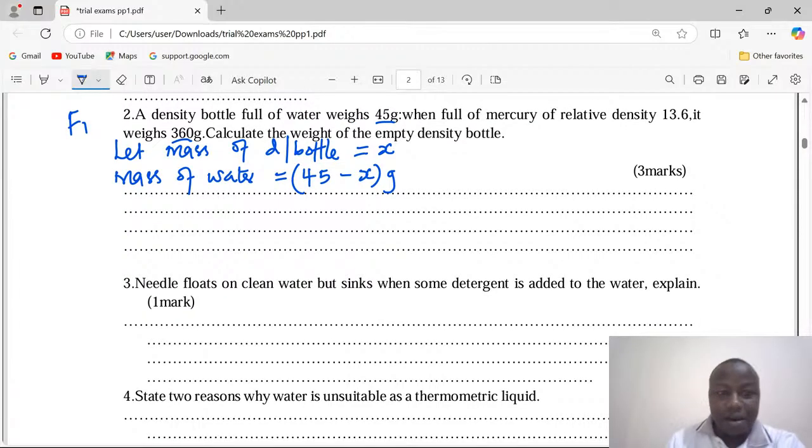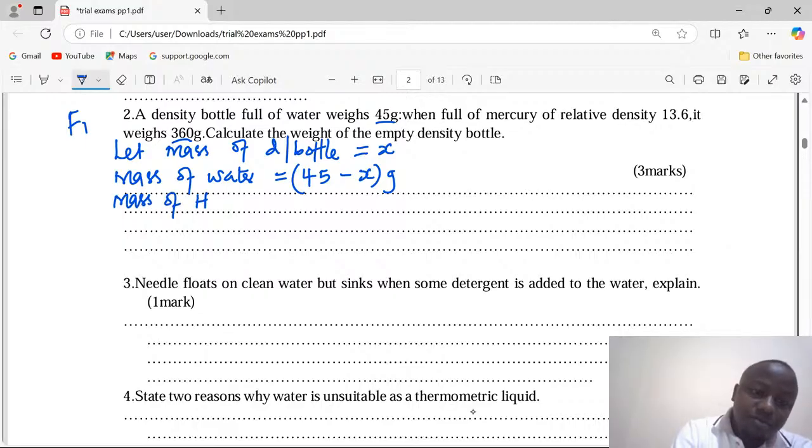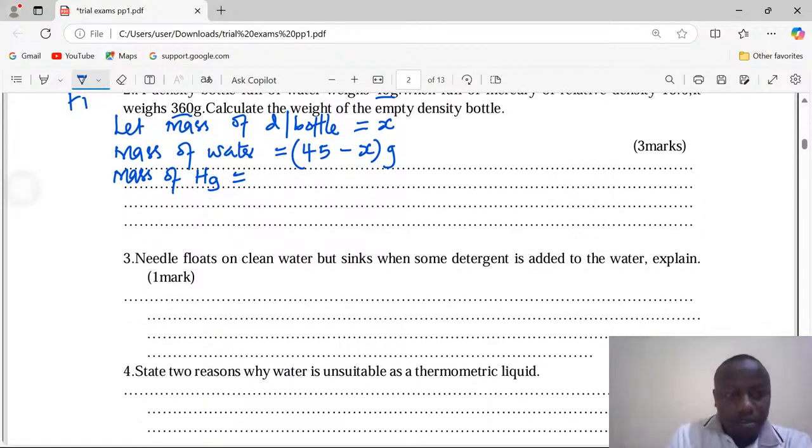Now, we can also get the mass of mercury. Mass of mercury, Hg, let me write it in the scientific formula. Mass of mercury is going to be, when we take 360 and we subtract x, again in grams.